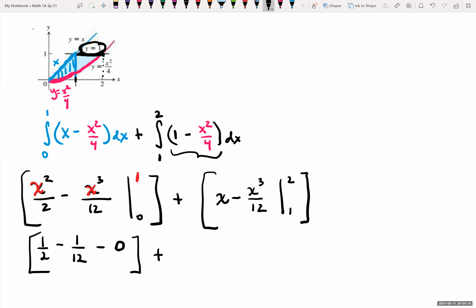Plus, so upper bound in this case is 2. Plugging that in wherever I see an x, I get 2 minus 2 cubed is 8 over 12. Now I have to be a little bit careful because when I plug in 1, I am going to have a value with more than one term. So plugging in 1 wherever I see an x, I get 1 minus 1 cubed is 1 all over 12.